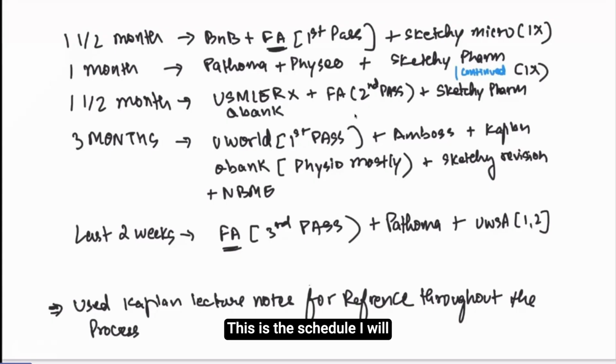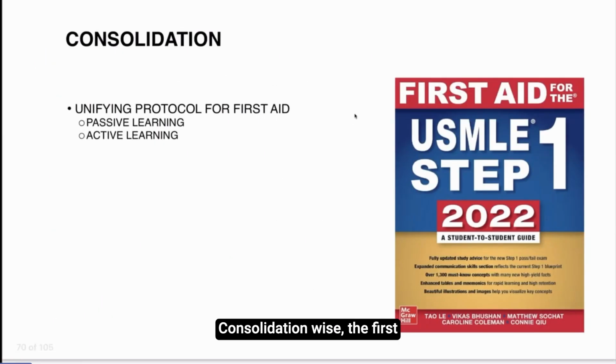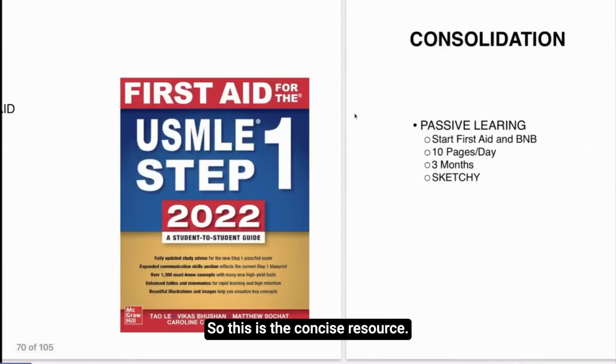This is the schedule I will recommend that I have done and all my students have done. For Step 1, you can take a picture or a screenshot. I'll see if I can send a recording if it's possible, but that's the structure I took when I was going through my exam. The first 3 months were more about doing BNB and First Aid, and the last 3 to 4 months were the execution phase, where I was doing UWorld plus NBMEs, getting my test taking skills up. Consolidation-wise, the first 3 months should be heavily focused on First Aid plus adding. So this is the concise resource.